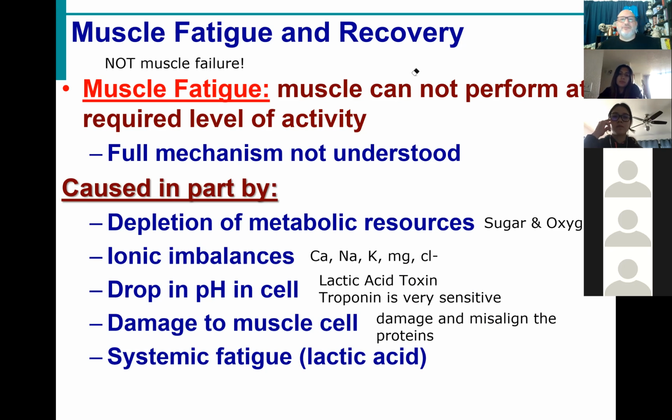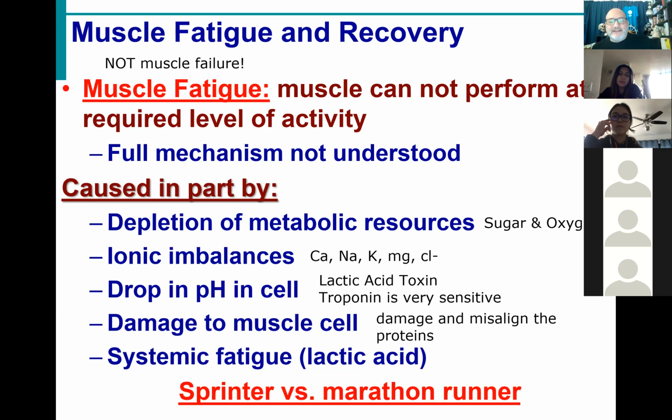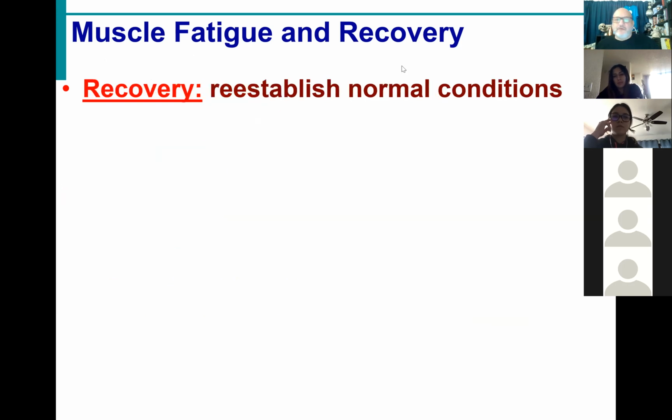Yeah, absolutely. So surprisingly, it is actually the slower sustained activity that lasts for a much longer period of time that is more fatiguing than that intense activity that occurs for a very short period of time. But regardless of which activity you do, you have to recover. And recovery is going to be when we reestablish normal conditions.